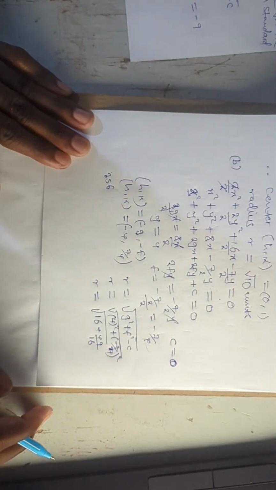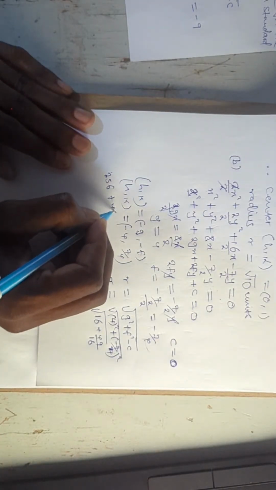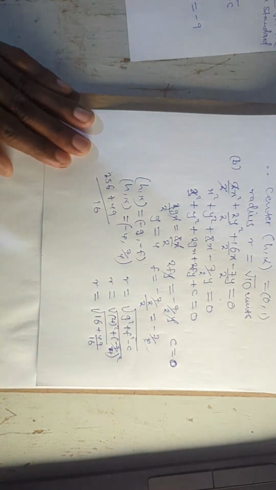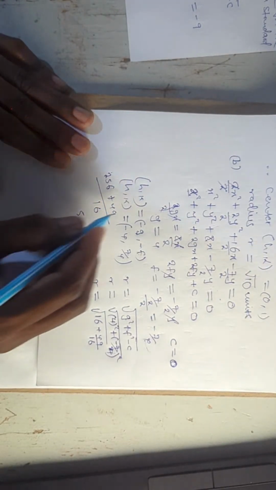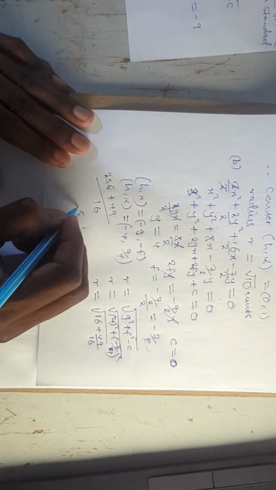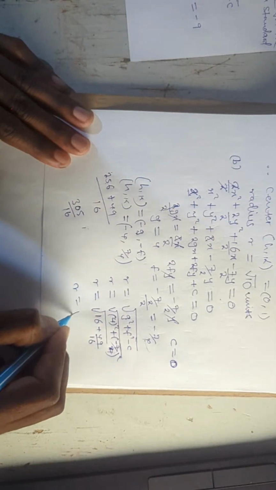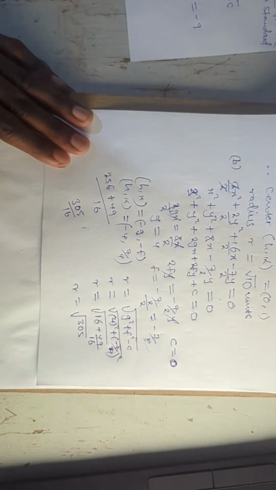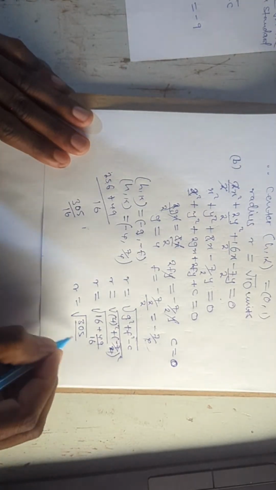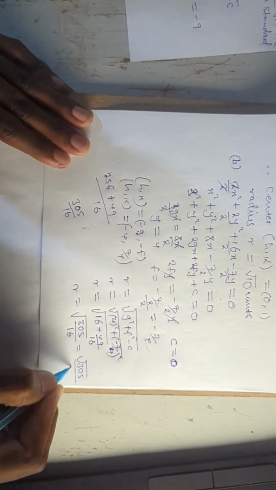We can do those quick calculations. 256, and we'll have plus 49 over 16. So when you try to add this and that, that will be 5. We carry 1. This and that, that will be 9 plus 1, 10. So our radius will just be the square root of 305 over 16, which is the same as the square root of 305 over 4. You can put the units.